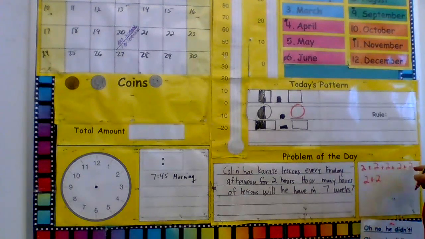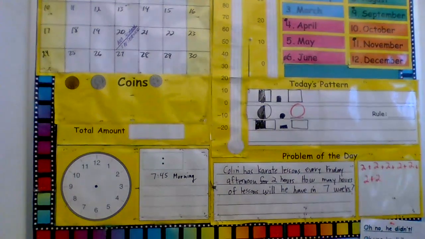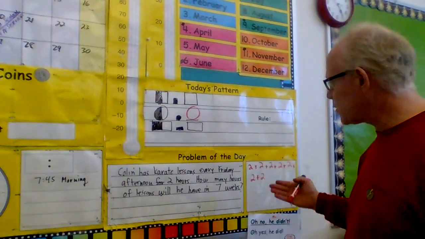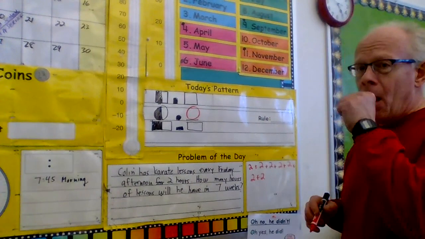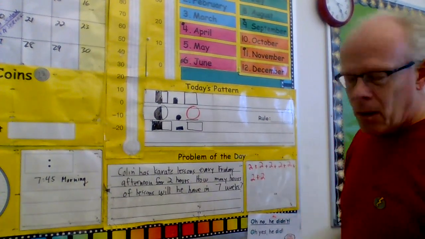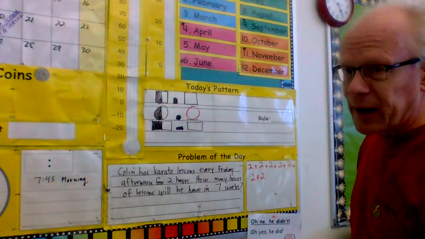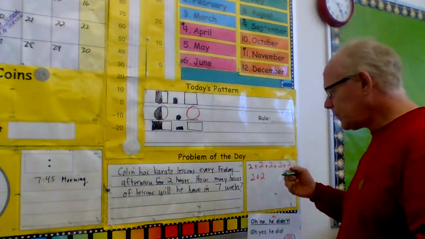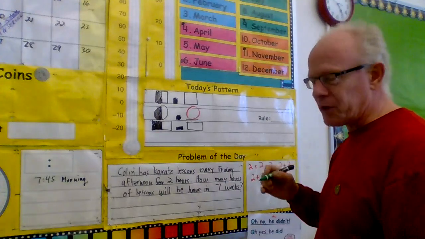1, 2, 3, 4, 5, 6, 7. So you could do all of those adding of the 2 facts. If you wanted to, you could add 2 seven times. But we've been learning in 2nd grade that we don't have to add if we can multiply. So here would be a faster way, and the way you should do it.